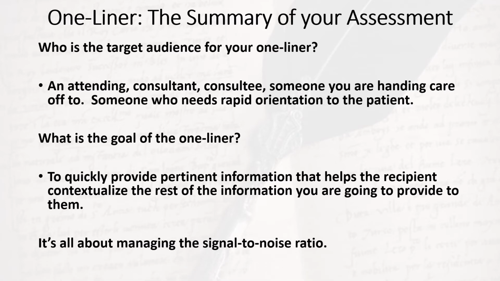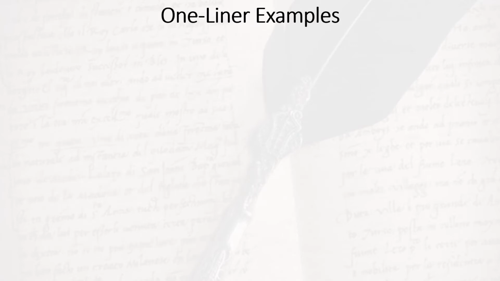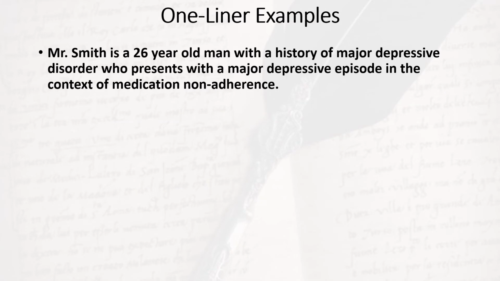And because of that, it's all about managing the signal-to-noise ratio. So I'm going to give a bunch of examples of one-liners, and I'm going to ask you to pause and write down what each of them make you think. So first, Mr. Smith is a 26-year-old man with a history of major depressive disorder who presents with a major depressive episode in the context of medication non-adherence. This is the one-liner that you get. So pause and write down, what do you expect to hear next in the assessment?